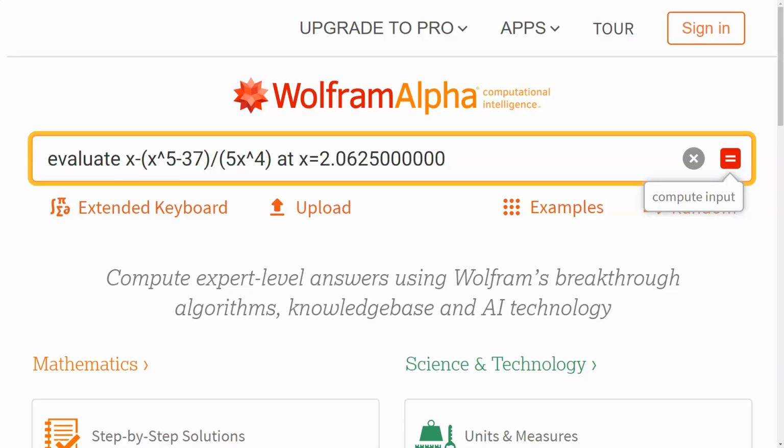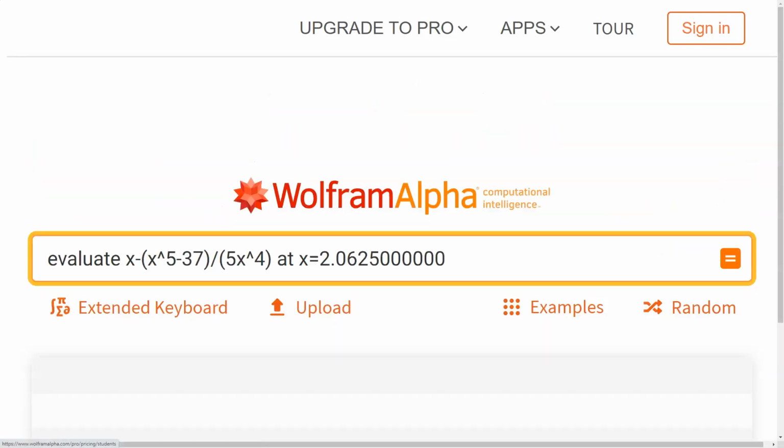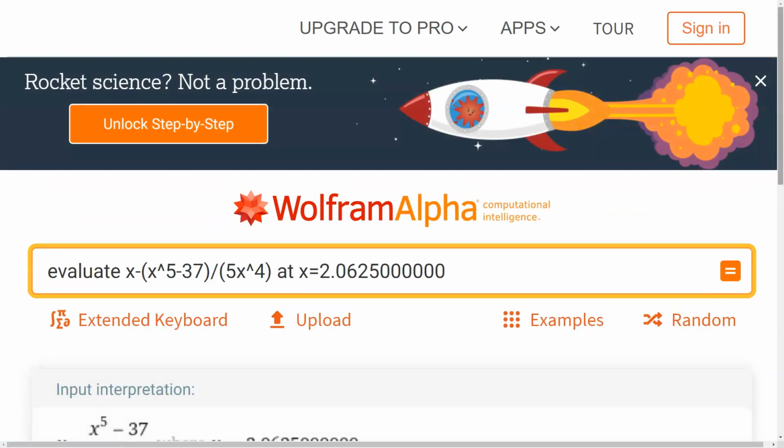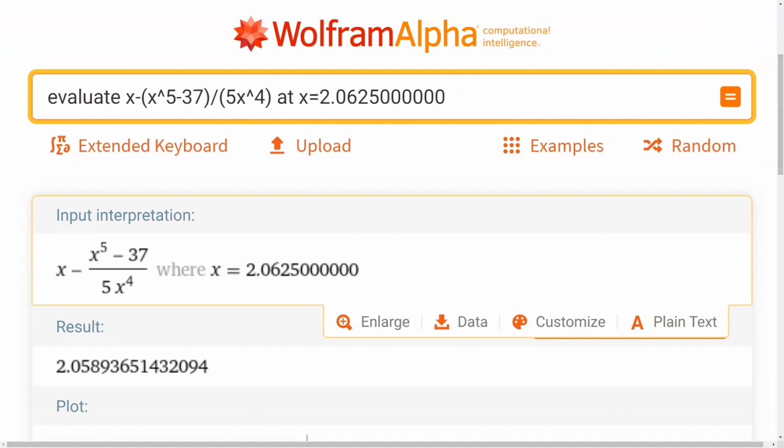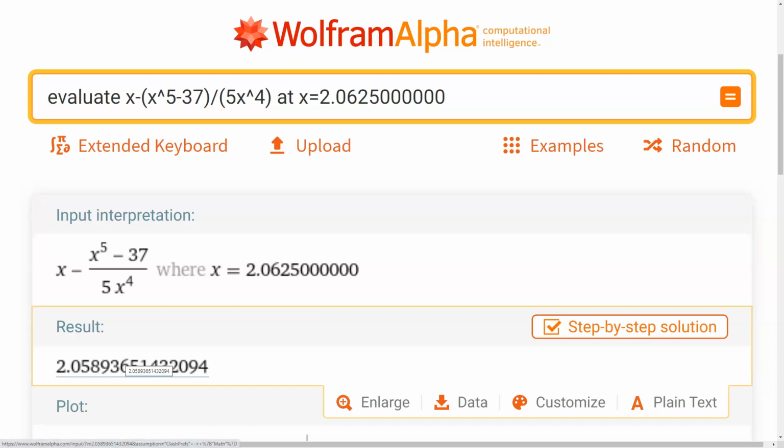And what you want to do after you enter this in is, first of all, make sure that you got the expression right. It's easy to get parentheses mixed up or type something in wrong. So double check your expression. It will typeset it, and you can check. And then see what the next term is. Okay, so we do this. Okay, so I'm going to check here. Input interpretation. x minus, and then there's a fraction, x to the 5th minus 37 over 5x to the 4th. So that's the correct expression. That's the correct Newton's formula, where x is equal to 2.0625. Okay, great.